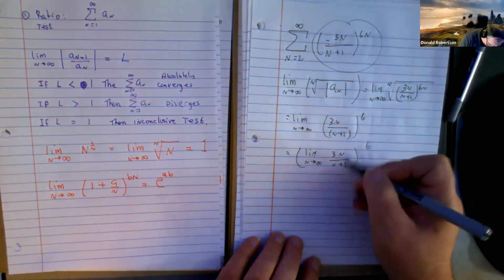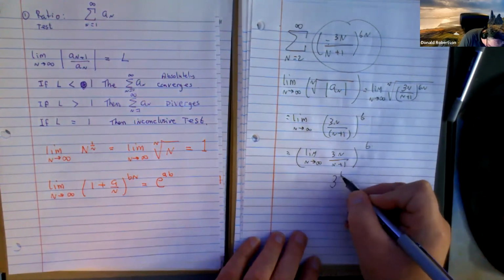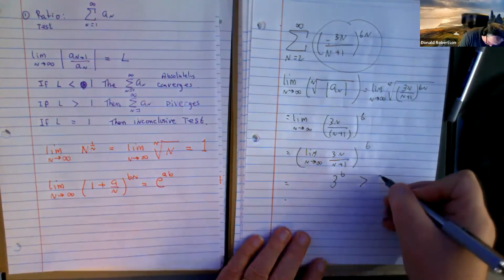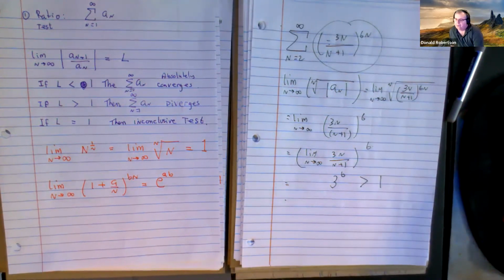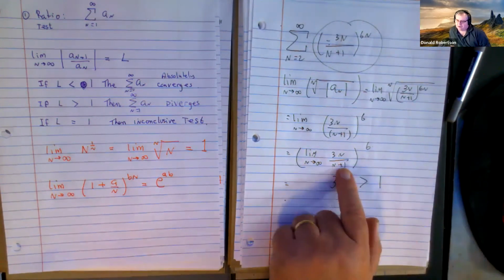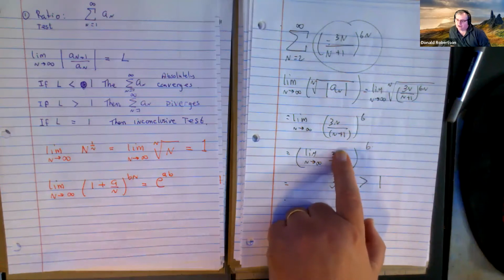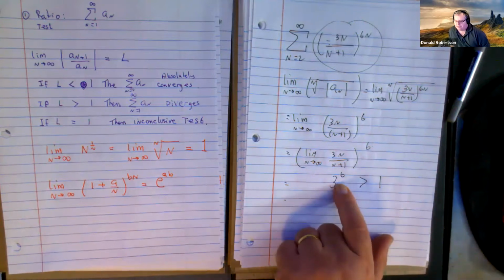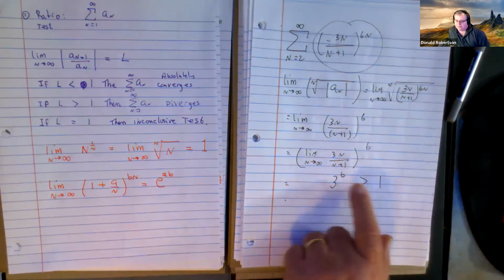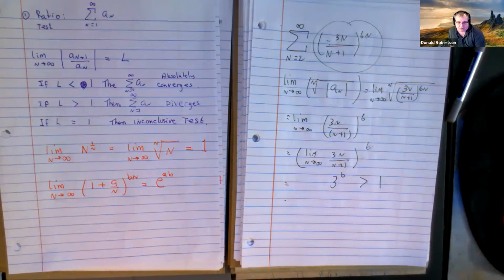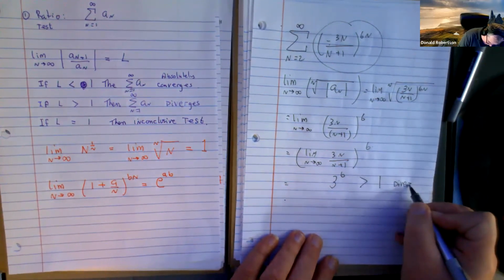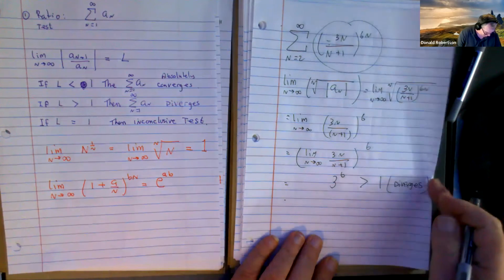If you take this guy here, can you trust me that you get 3, and then you get 3 to the power of 6, which I'm not even going to calculate because isn't it definitely bigger than 1? Are you comfortable that that ratio has a limit of 3 and then 3 to the power of 6 is your final answer? But it's bigger than 1. You could figure out what it is if you like. It's 729 maybe. But it's bigger than 1, so the conclusion is it diverges.